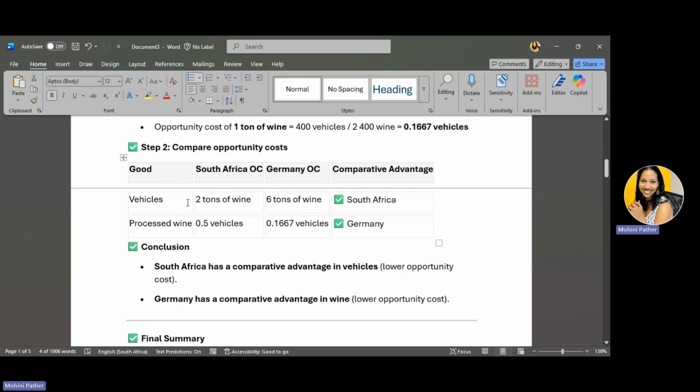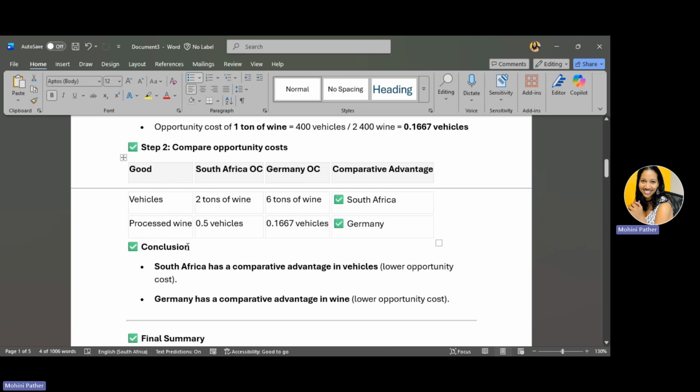Okay, so obviously, if you're looking at just this product, you can see that South Africa has the lower comparative cost. So we have an advantage there. It only costs us to produce one vehicle, only 2 barrels of wine. But for Germany, they have the opposite. They have their comparative advantage in vehicles.